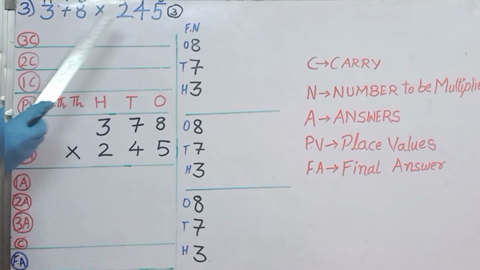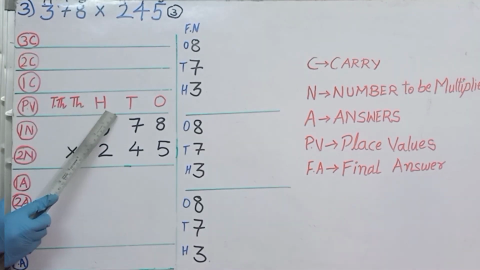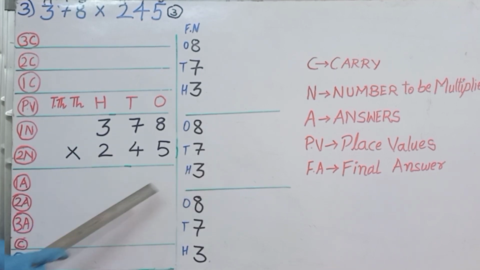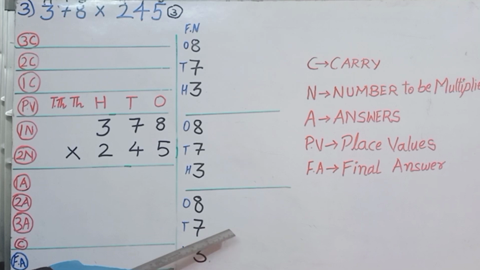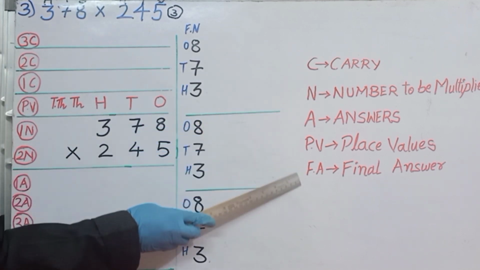Then since there are 3 digits, I left 3 lines for the carries. Then I wrote the place values, then copied the 2 numbers. Then I'll get one answer here, so I'll copy that answer here. Then the second answer in the second line, then the third answer in the third line. Then we'll add all 3 and write the final answer. While adding, we can get a carry also, so for the carry I left some space over here. Okay, students, the full forms of all of these are written here.